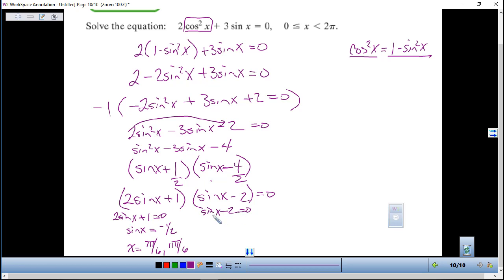Now over here, when we go to solve, we're going to move the 2 over, and we're looking for what value of x is going to make sine x equal to 2. Well, once again, sine x is always going to be between negative 1 and positive 1, so it's never going to equal 2. So we have no solutions from that side of the equation, or from that factor. So those are the only answers to this problem. Alright, that's it.